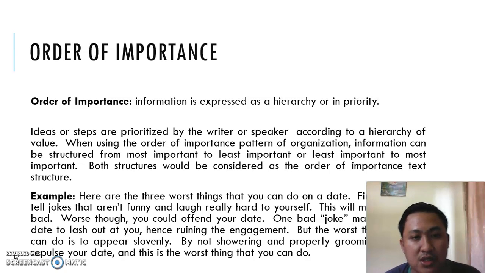Order of importance. Information is expressed as a hierarchy or in a priority. For example, here are the 3 worst things that you can do on a date. First, you could tell jokes that aren't funny and laugh really hard to yourself. This will make you look bad. Worse though, you can insult your date.